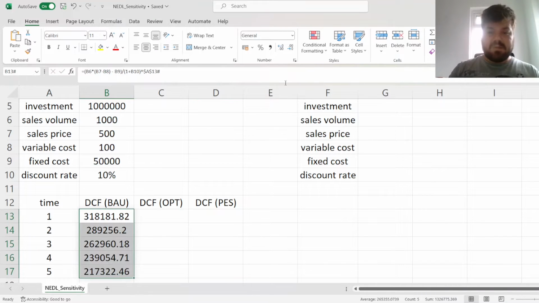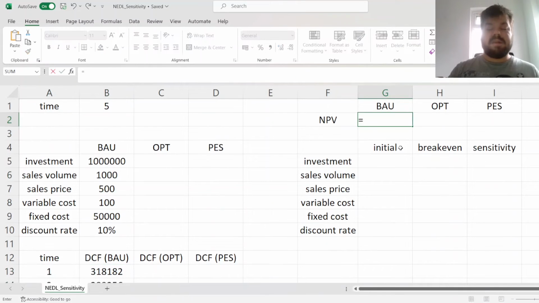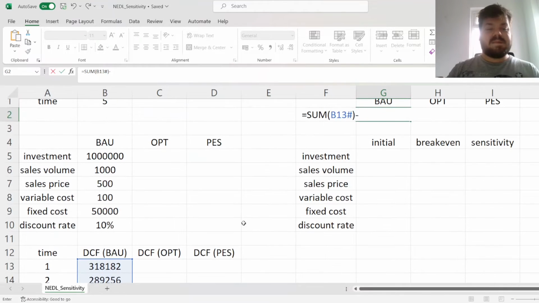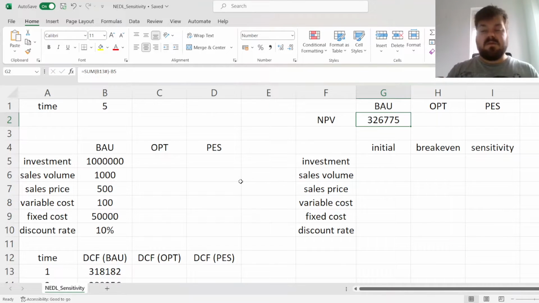That constructs our discounted cash flows, which we can easily use to calculate our net present value, which will be the sum of our discounted cash flows minus the investment amount. We can see that this project is creating value for our company, and it creates 327,000 worth of value in present value terms, which means that we should accept this project from a conventional appraisal perspective.